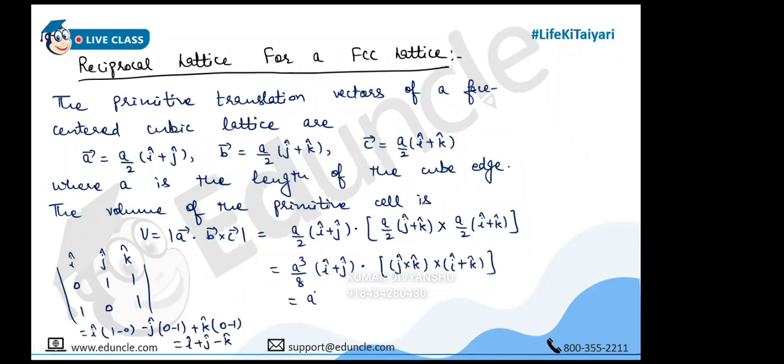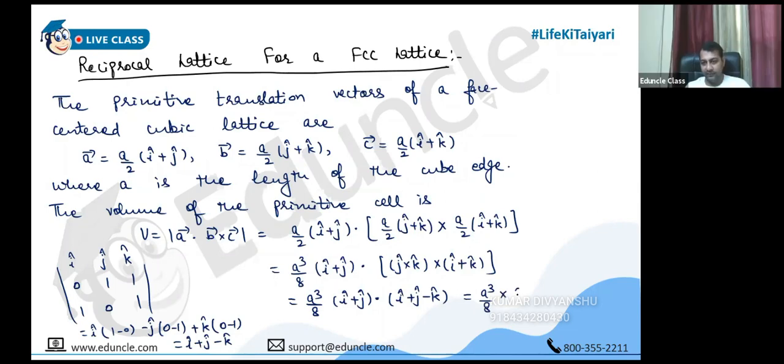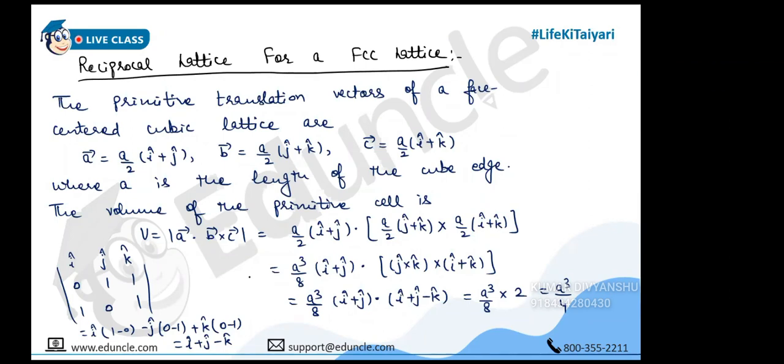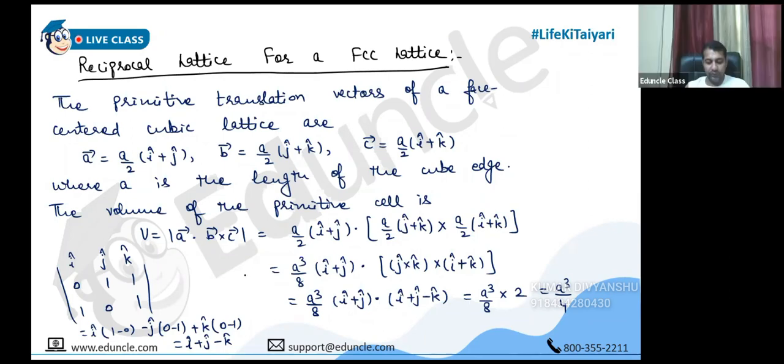It will be 2, one each from i and j dot product. Please check. Please note down. And now you can calculate A star, B star, C star, and you will see that they will come out to be identical to the primitive vectors of the BCC lattice, and hence the reciprocal lattice to FCC lattice will be BCC.